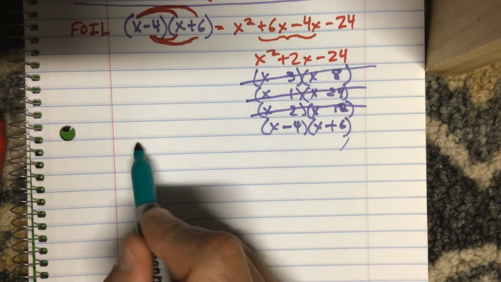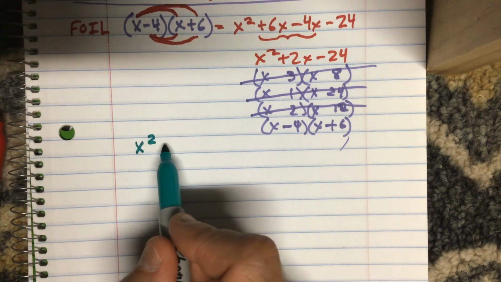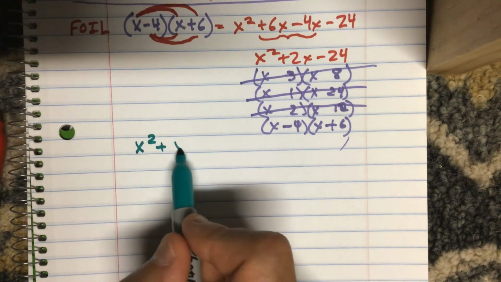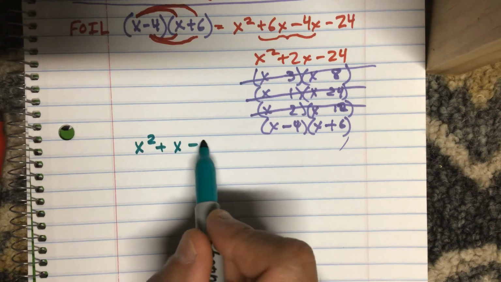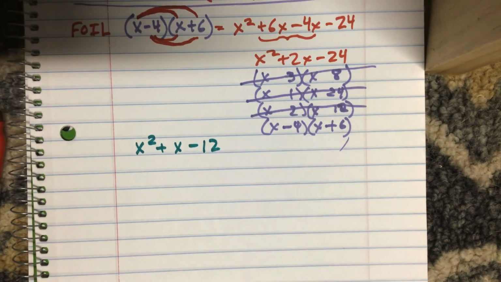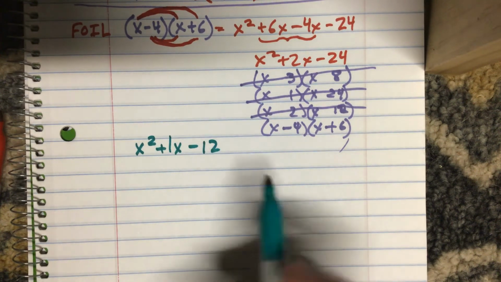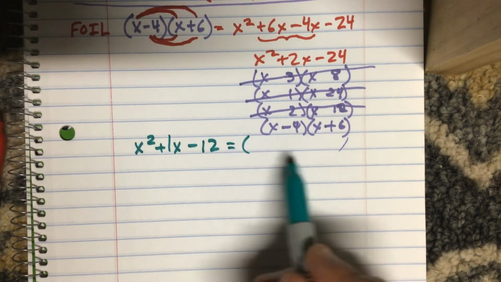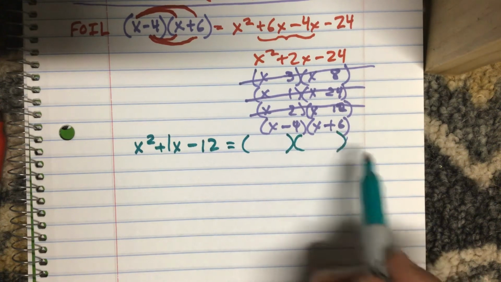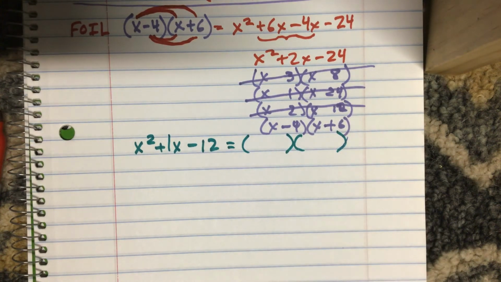So let's start with this. x squared plus 1x minus 12. Notice I said 1x, but I didn't write 1x. You can certainly put a 1 here if you want to. It won't change anything. Now I'm asking you to factor it. So pause the video and try that.